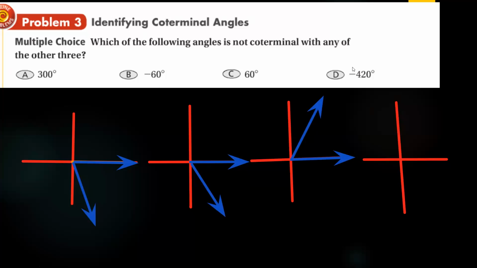If you start from this initial side, if you stop here, you get negative 90. If you stop here, you get negative 180. If you stop here, you get negative 270. If you stop here, you get negative 360. But as you see, 420 is greater than 360. So here you finish the first round, but you didn't find 420.